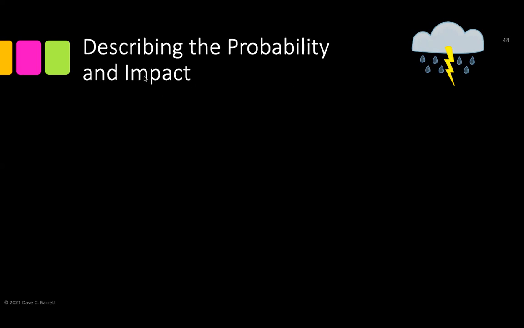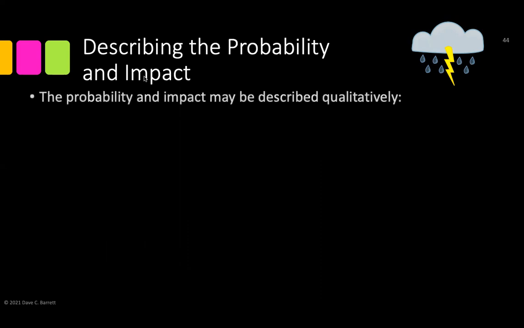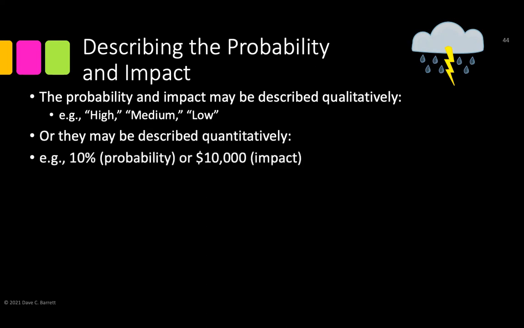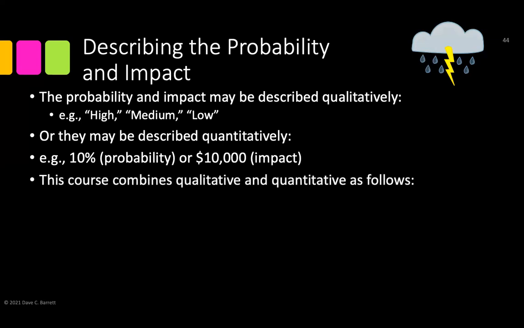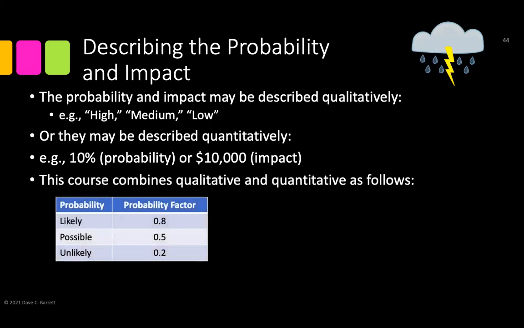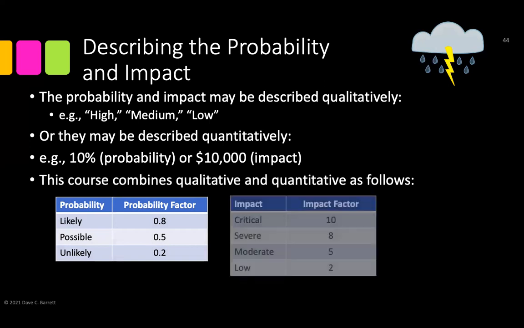And now understand probability and impact. The probability and impact can be measured qualitatively, like high, medium, and low. Okay, or they can be described quantitatively, like 10% probability or 10,000 impact. Both can be. So, for example, we can have something like this: probability, likely, possible, unlikely. And impact, maybe critical impact is 10, severe is 8, moderate 5, and low is 2.